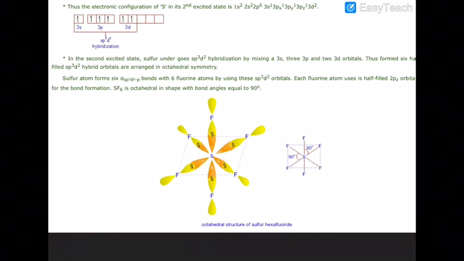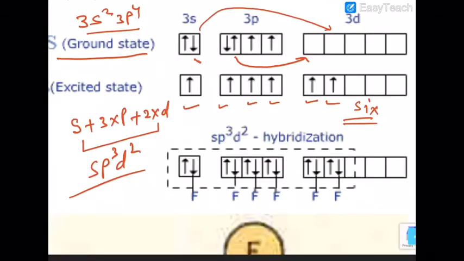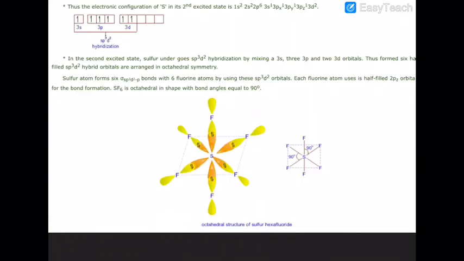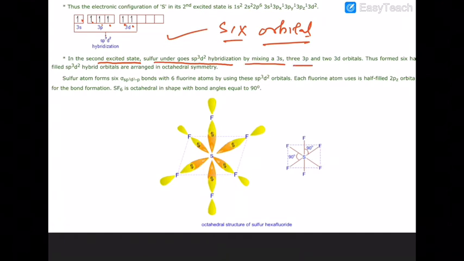Now look at this once more. So 1, 2, 3, 4, 5, 6. These six orbitals overlap together to give you a hybrid orbital, that is sp3d2. In the second excited state, sulfur undergoes sp3d2 hybridization by mixing one 3s, three 3p and two 3d orbitals.